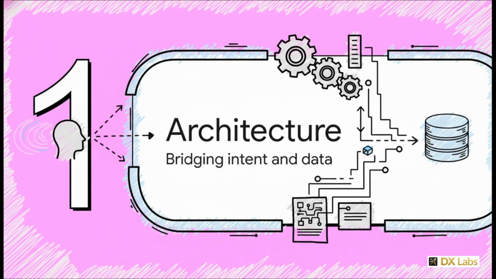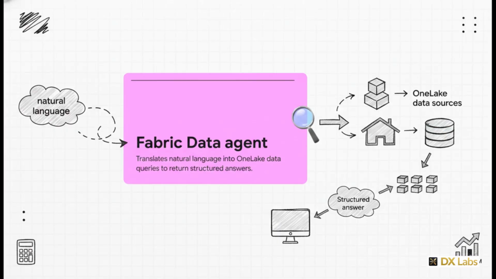Let's get right into the foundational mechanism bridging user intent with raw enterprise data. So what actually is a Fabric Data Agent? It's a conversational analytics agent published in Microsoft Fabric that translates natural language questions into OneLake data source queries and returns structured answers. From an architectural perspective, the operational impact here is absolutely massive. Instead of forcing your engineering teams to build custom data integration layers, APIs, or complex SQL query tools, this agent acts as an autonomous translator.